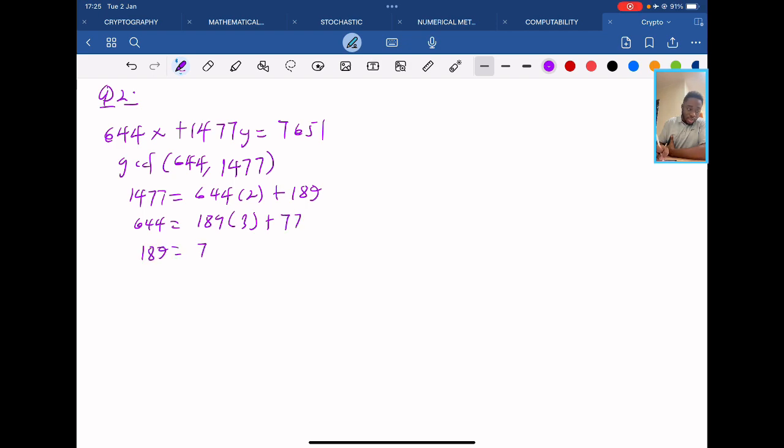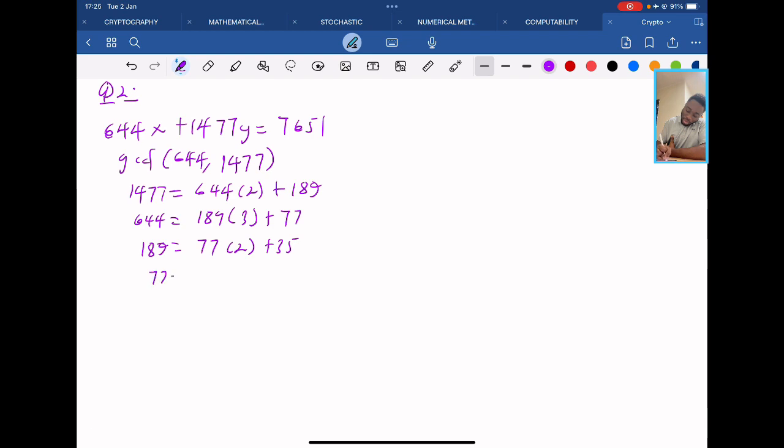189 is equal to 77 times 2 plus 35. 77 is equal to 35 times 2 plus 7. And 35 is equal to 7 times 5 plus 0. So the last non-zero number over here is 7. So the GCD is equal to 7. So GCD of 644 and 1477 is equal to 7.